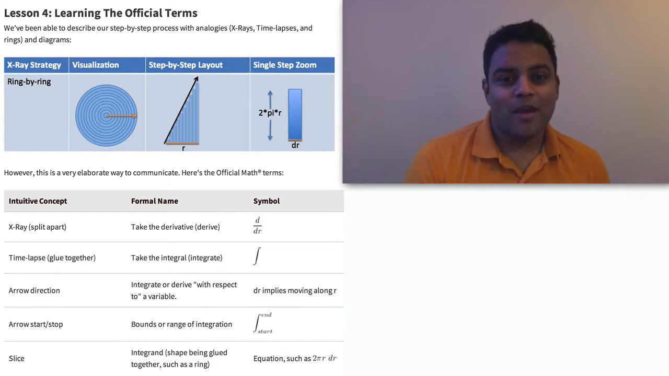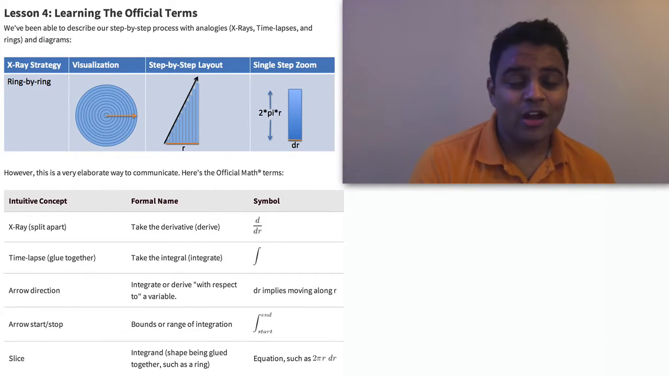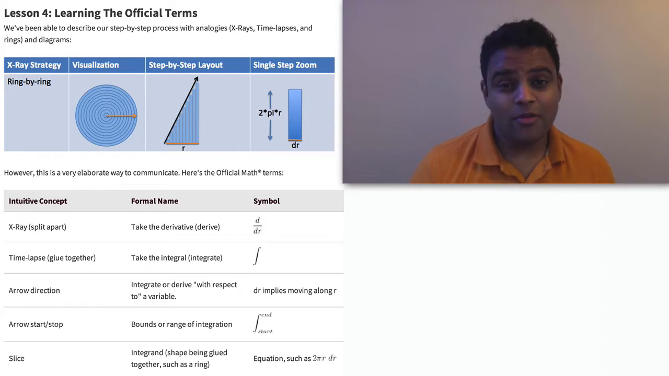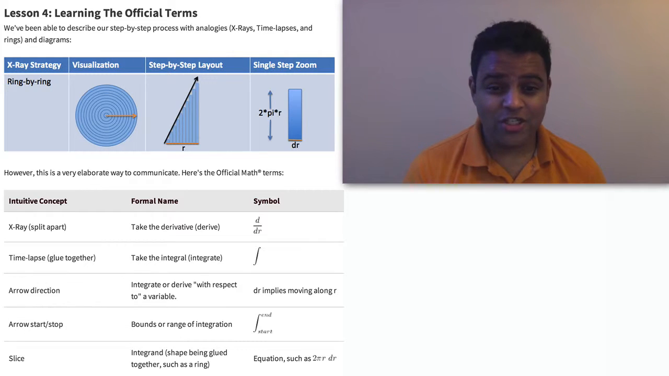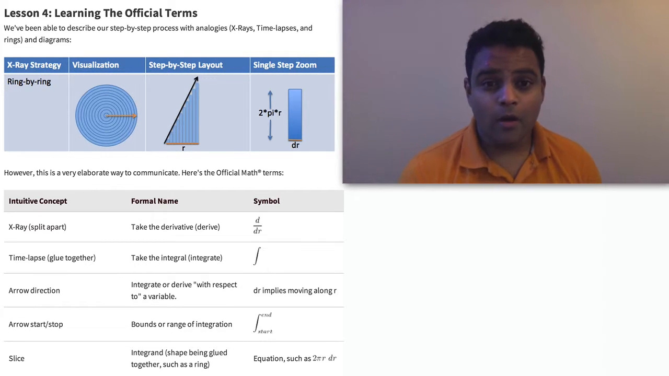Hi everyone, welcome back. In this lesson we're going to talk about the official math terms and symbols that are used to actually express our ideas. So, as we've seen in the past, we've been using diagrams and visualizations to talk about our ideas for how to separate shapes into little pieces.